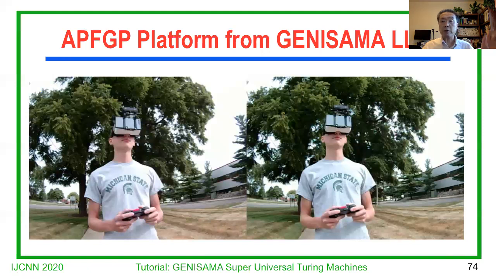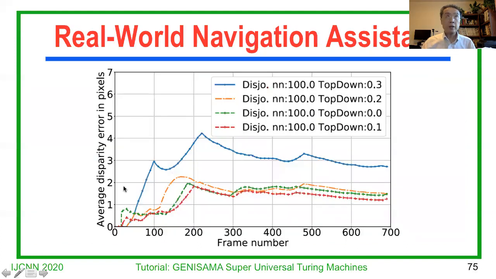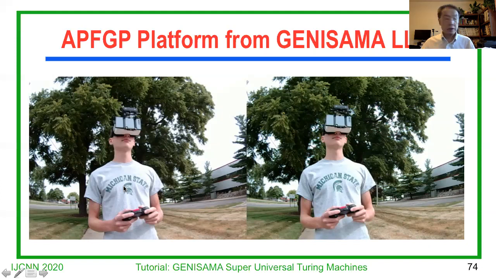Okay, talk about experiments. We already talked about experiments in vision, audition, and natural language understanding. And we talk about more practical things. Basically, we have an FGP platform from a little startup that I helped to create called Genesema LLC. Genesema is coined from the acronym we talked about. All right, suppose we have a controller, right? Then you wear the cell phone, and you have a controller as a joystick.